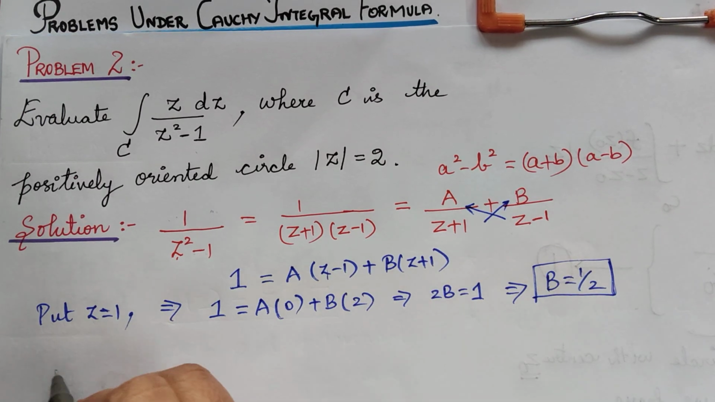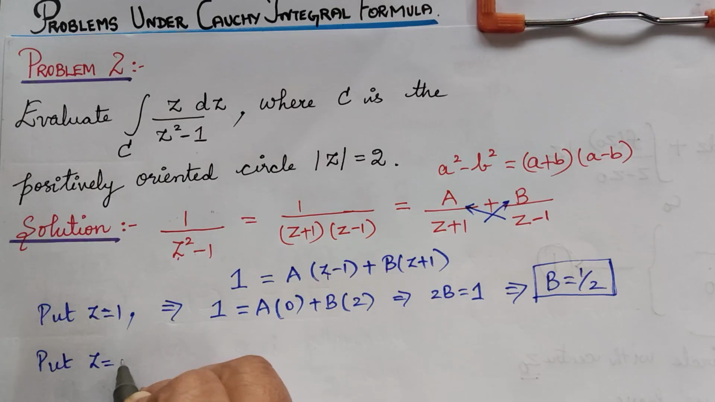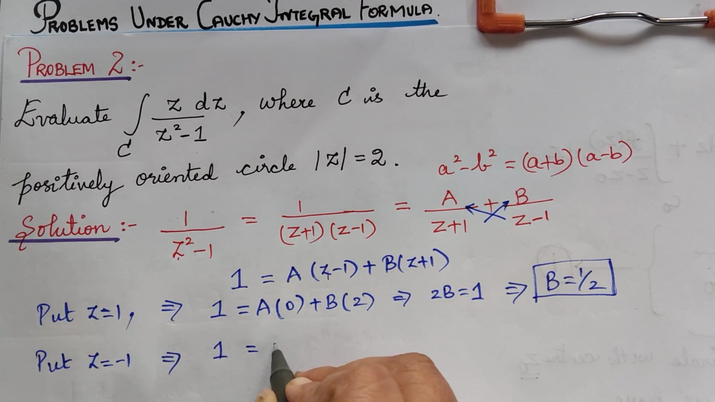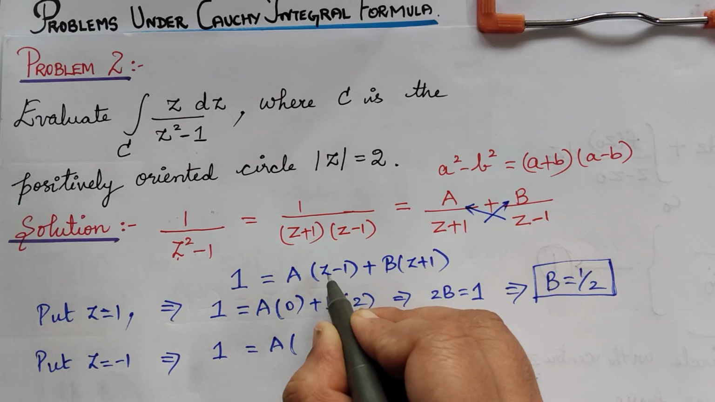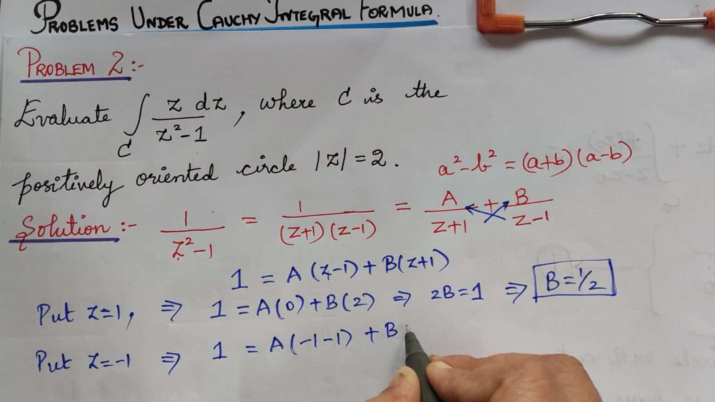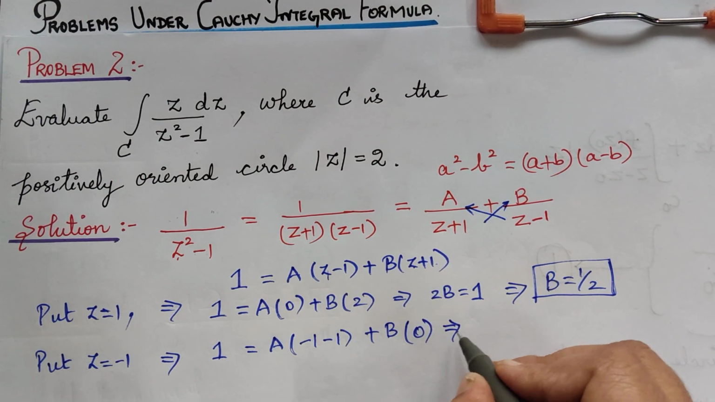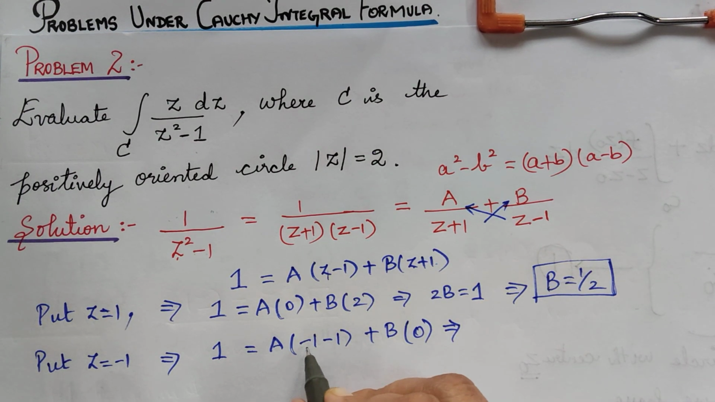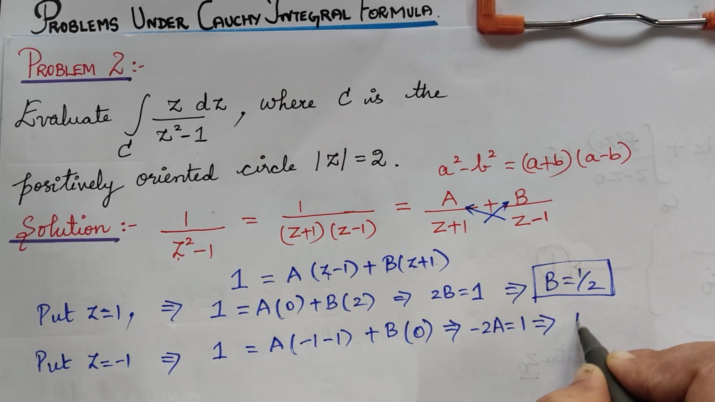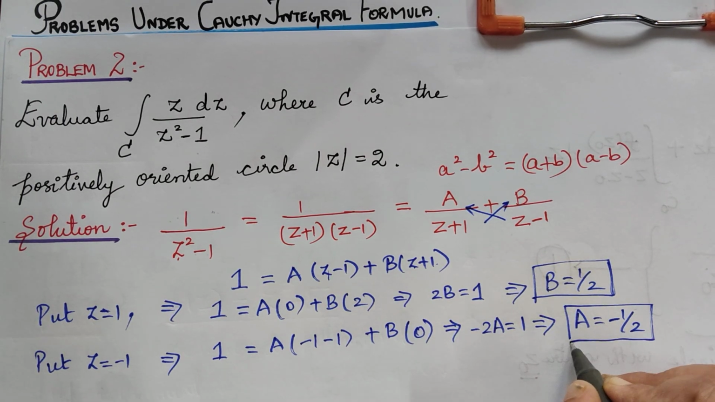In a similar way, in order to find a, we have to put z is equal to minus 1, because we need to make this as 0. So, 1 will be equal to a multiplied with, if you put z as minus 1, minus 1 plus b multiplied with minus 1 plus 1, which is 0. So, we get 1 equal to minus 2a, so minus 2a is equal to 1, from which we obtain a to be equal to minus 1 by 2. So, we have obtained the value of a and b.